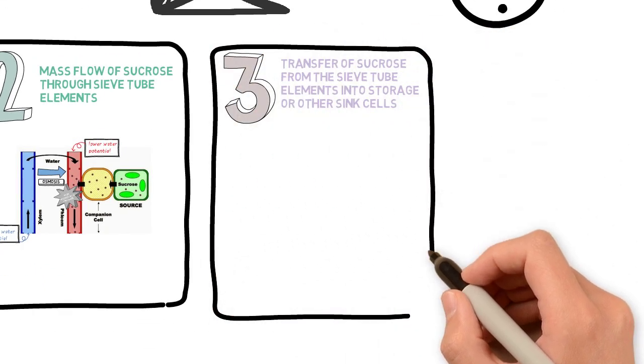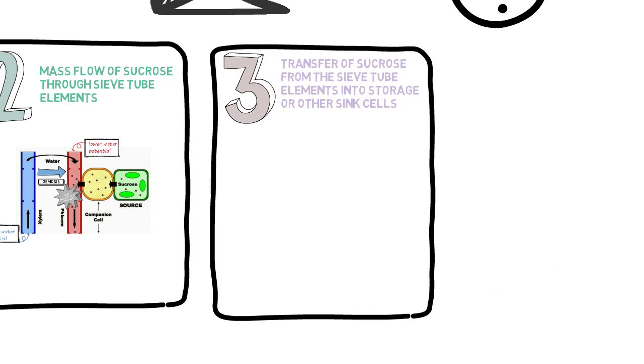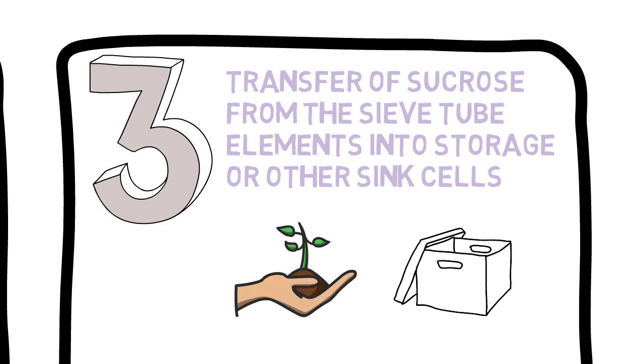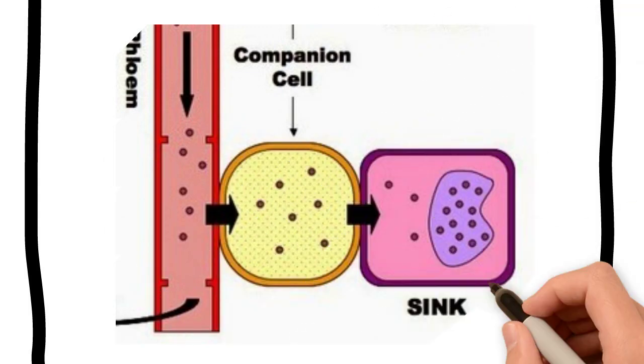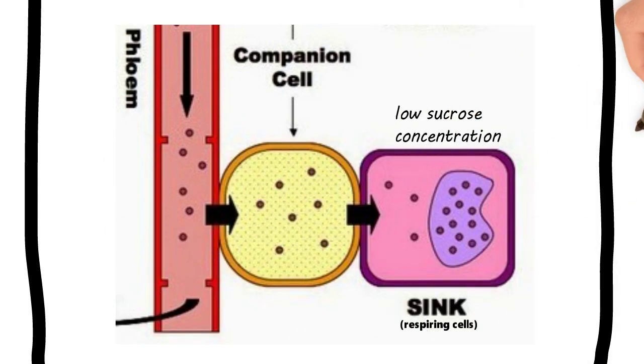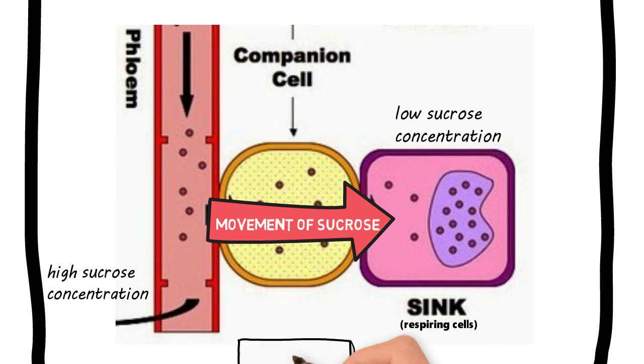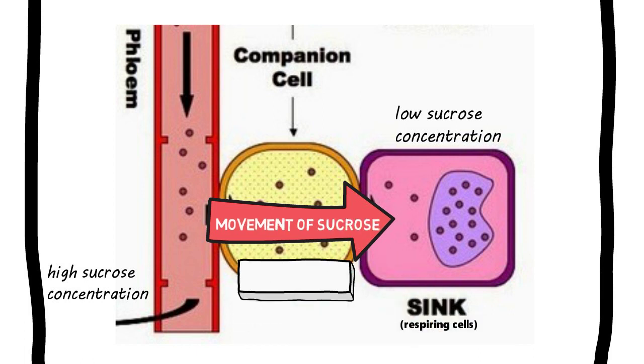Now let's look at the respiring cells, or the sink. These cells are constantly using up sugars, either during respiration or converting it to starch for storage. These cells therefore have a very low sucrose content because they're constantly using it up. On the other hand, there is a high sucrose concentration in the sieve tube elements, and so sucrose moves into the respiring cells by facilitated diffusion from a high concentration to a low concentration.